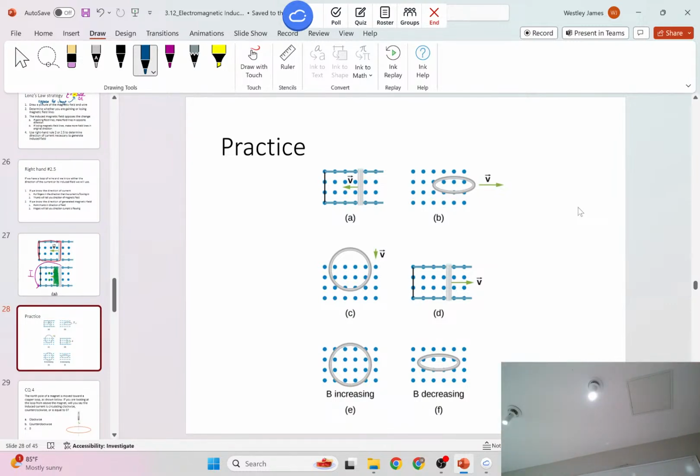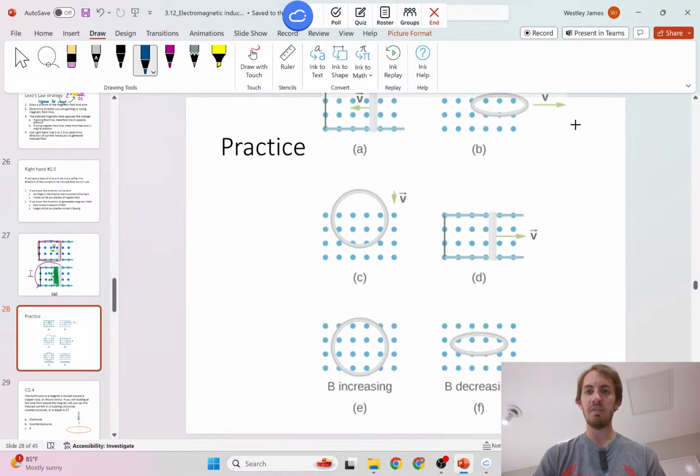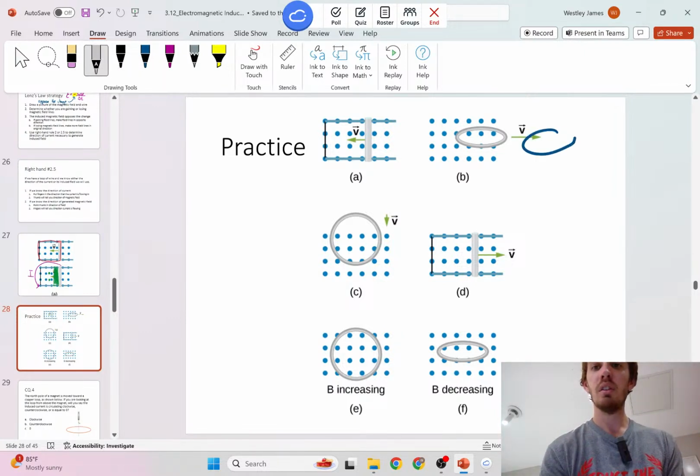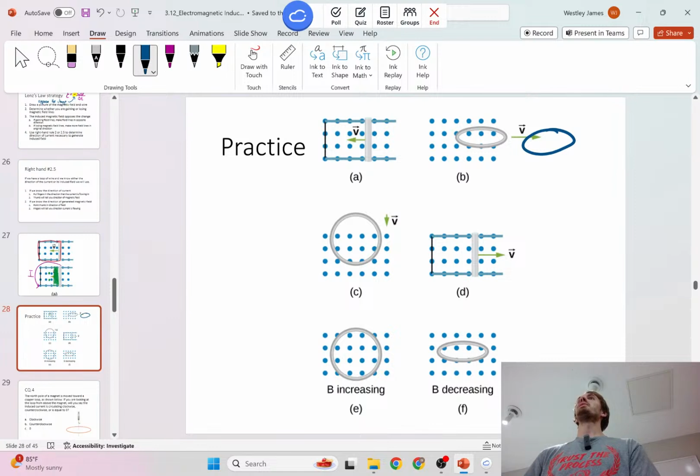So, B. Let me make this even bigger to make it easier to see. I have a loop that originally is in a field, and it's leaving the field. It's going from a place where there's field to a place where there's no field. So first question, am I gaining field lines or am I losing field lines? Think about that for a second.